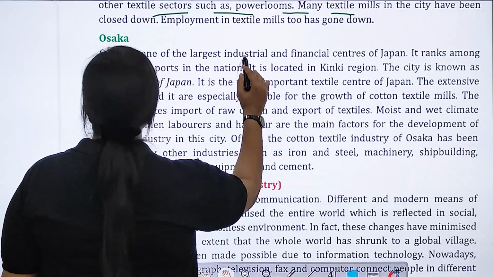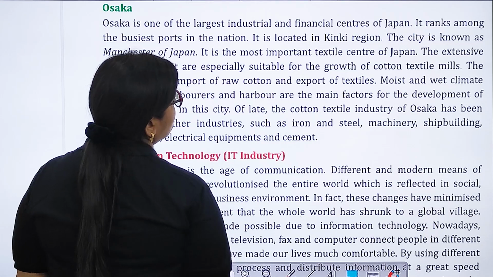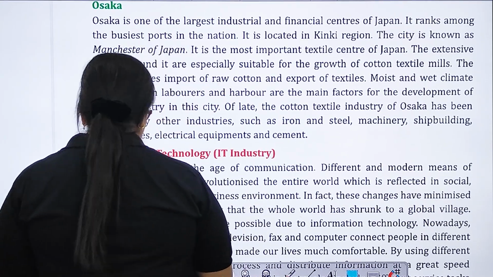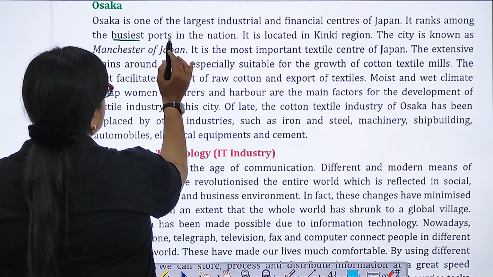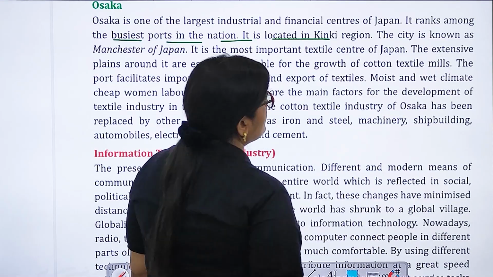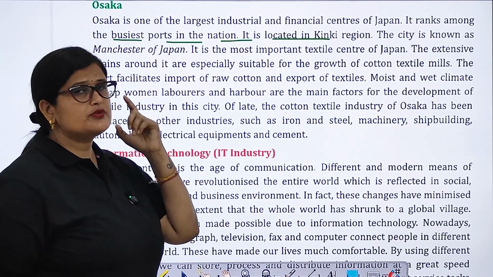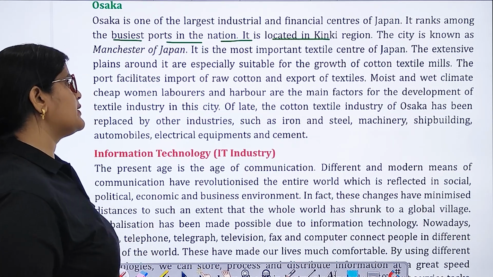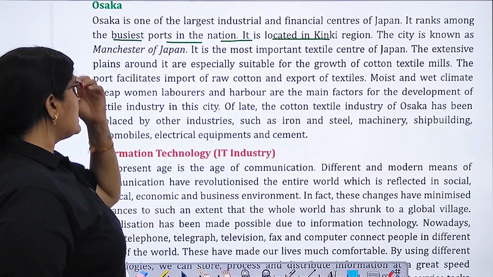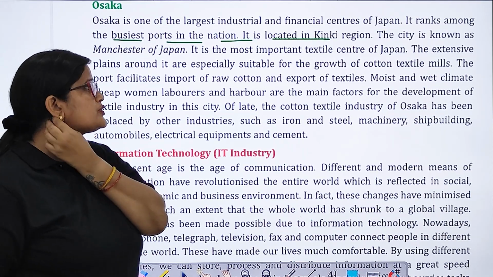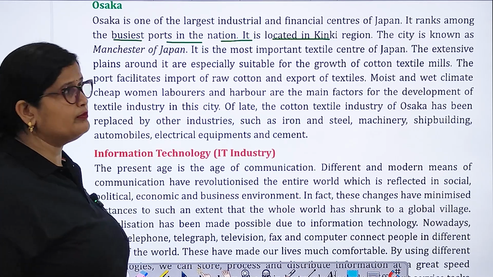Osaka. Osaka is one of the largest industrial and financial centers of Japan. It ranks among the busiest ports in the nation. It is located in the Kinki region. The city is known as the Manchester of Japan. It is the most important textile center of Japan. The extensive plains around it are especially suitable for the growth of cotton textile mills.